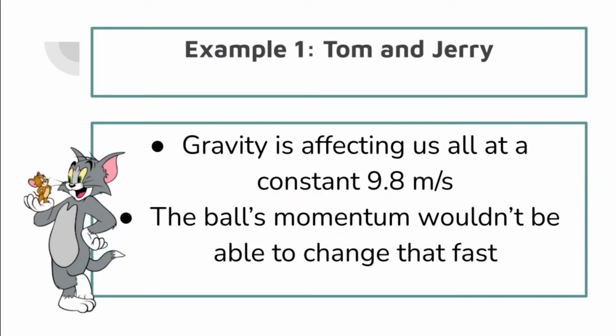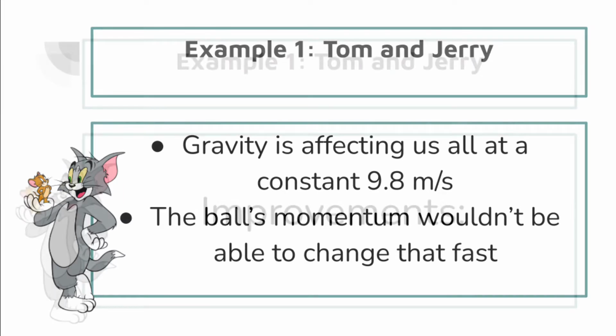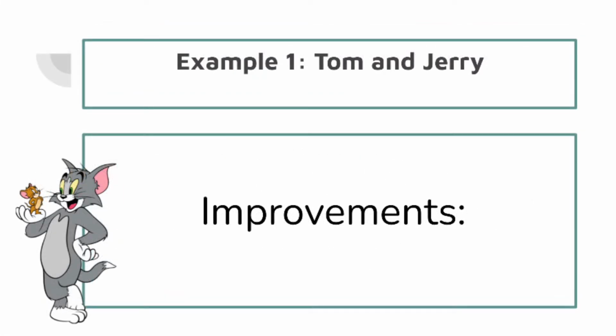In reality, we know gravity is affecting us all at a constant 9.8 meters per second. The ball also wouldn't have been able to change momentum that fast. To make the scene more accurate, I would have the ball go into the pocket and then Jerry walking over to Tom and walking up his pool stick.